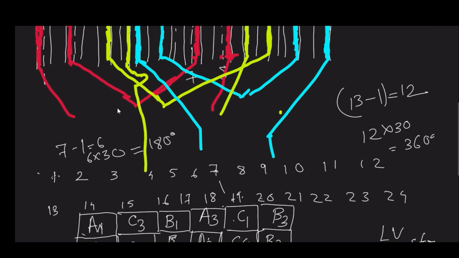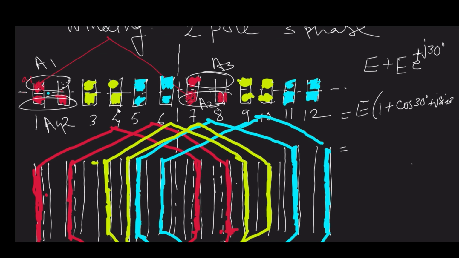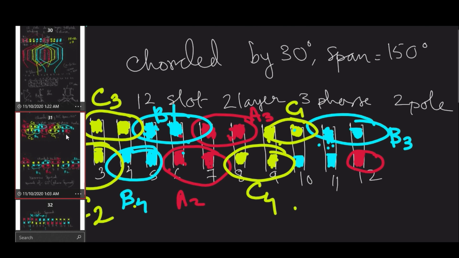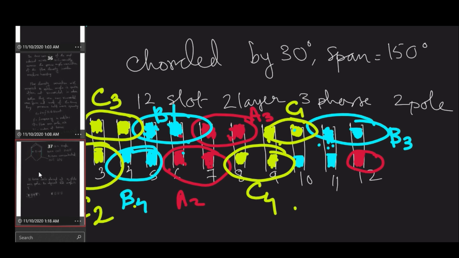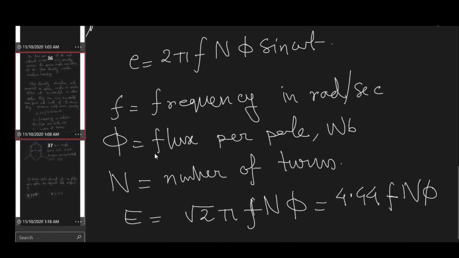So when you try to find out the value, instead of twice E, it will be 1 plus root 3 by 2, right? So all these things are there. Now, instead of dealing with a particular case, let us take the general one.